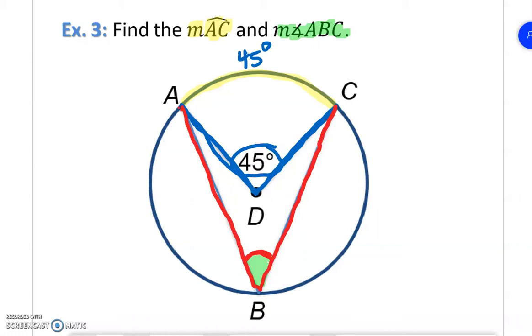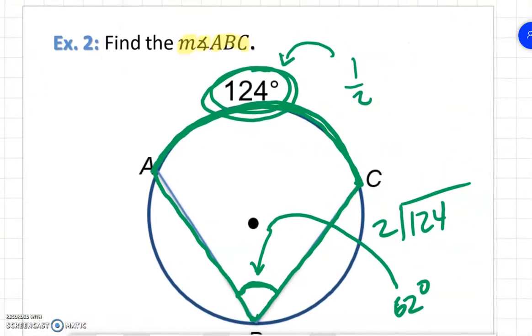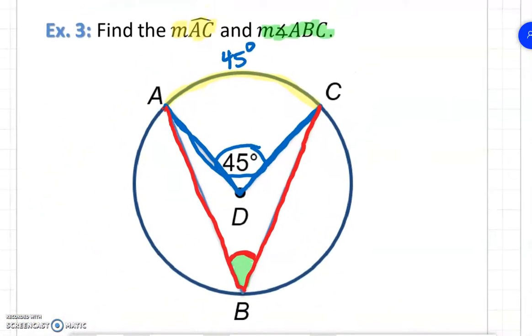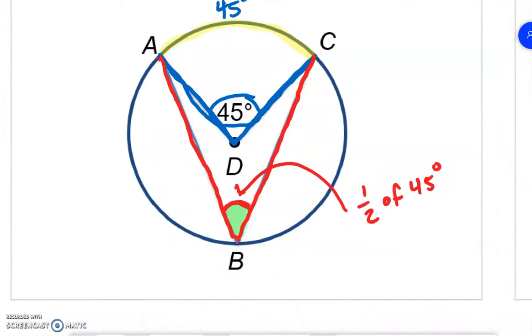Remember the rule that an inscribed angle is exactly 1/2 of the arc, just like we did on the previous question here, remember? So we know that this inscribed angle here is going to be exactly 1/2 of 45 degrees, or 45 divided by 2, and you should be getting 22.5 degrees.